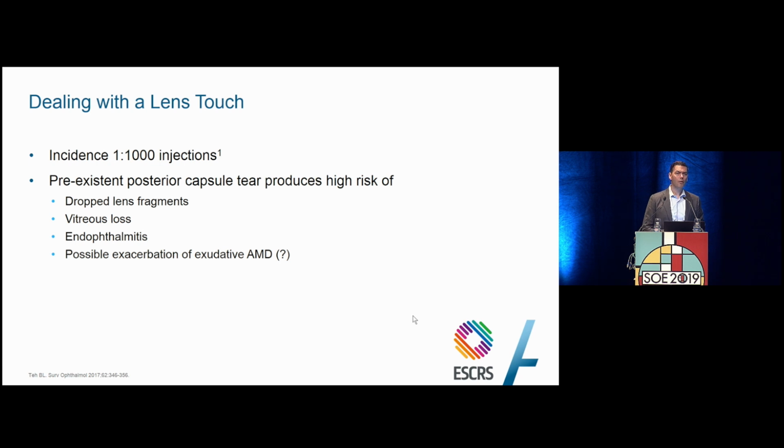One more thing is dealing with the lens touch. With all these patients getting all these intravitreal injections, about 1 in 1,000 times the lens is touched, and you have a posterior capsule rupture, a pre-existing tear. Such a pre-existing tear produces a high risk of a dropped lens fragment or dropped nucleus, vitreous loss, endophthalmitis, and possibly also exacerbation of exudative AMD because you trigger inflammation in the eye.